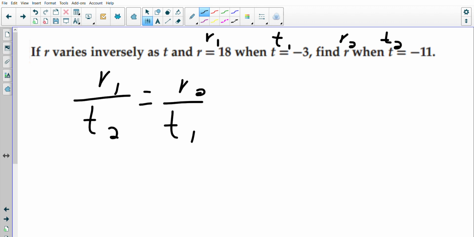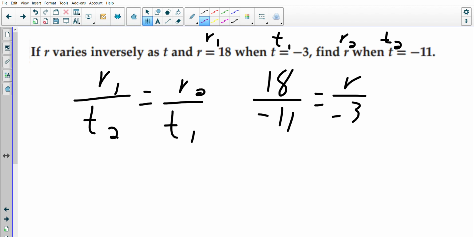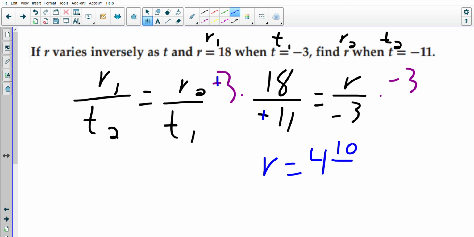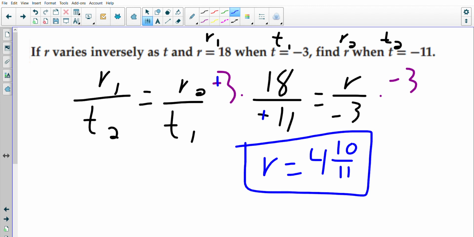So I have 18 over -11 is equal to r over -3. So there you go. Just multiply by -3 on both sides. Solve for r. So double negatives cancel out. And so we end up with r is equal to 4 and 10/11. Okay, we could have put a decimal, but it would have been really ugly since it's divided by 11, so fractions are always better. Okay, and that's all direct variation is.